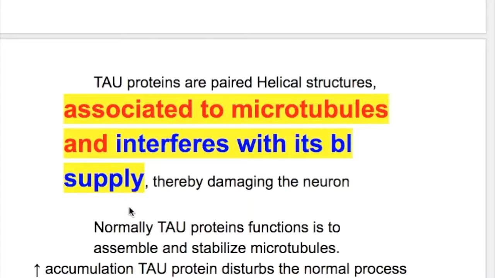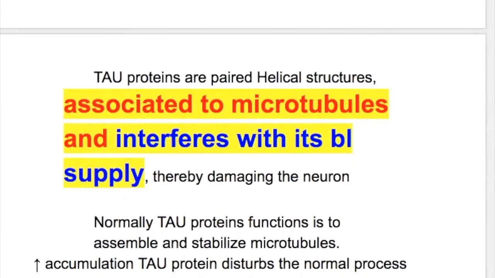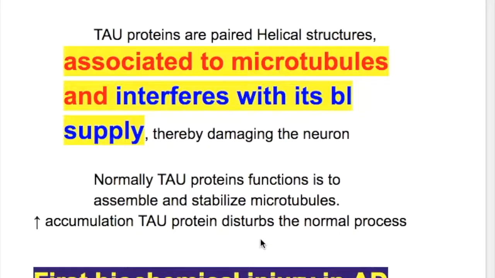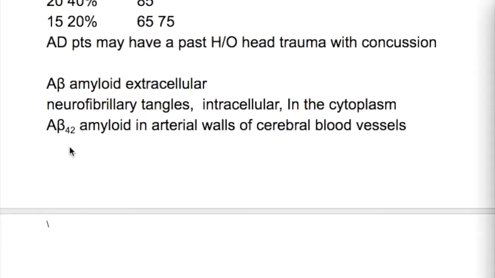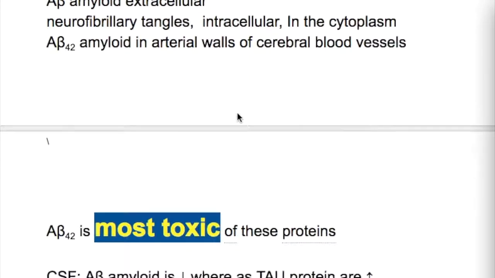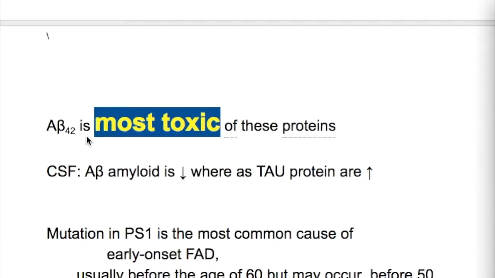What's the normal function of tau protein? Normally, tau protein function is to assemble and stabilize microtubules, but increased accumulation of tau protein disturbs the normal process. And number 3, A-beta 42 amyloid in arterial walls of the cerebral blood vessel. A-beta 42 is the most toxic of these proteins.